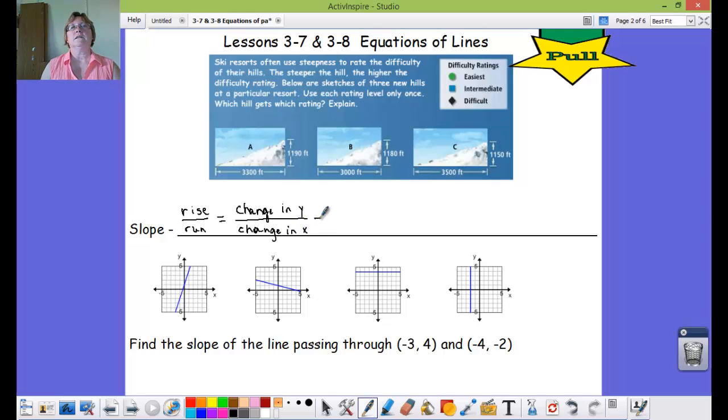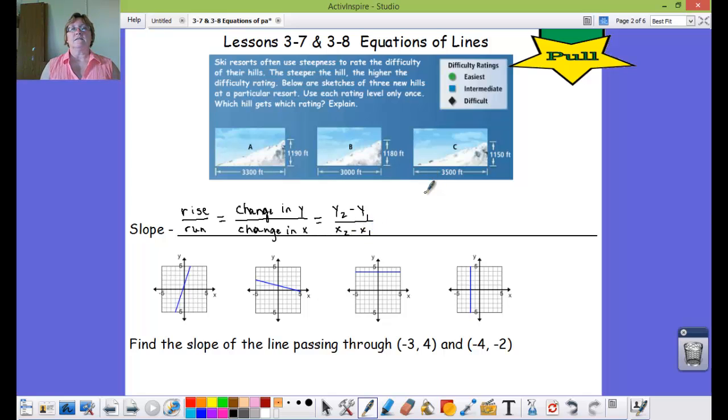And at some point in your algebra career, you would have learned a formula for slope. That is, it's the difference of the two y values, or of the y values of 2 points on your line or segment, divided by the difference in the two x values.